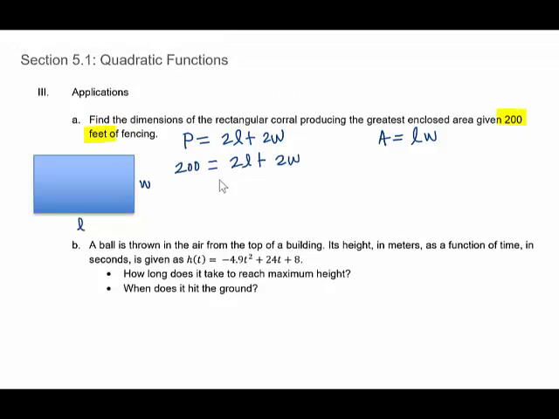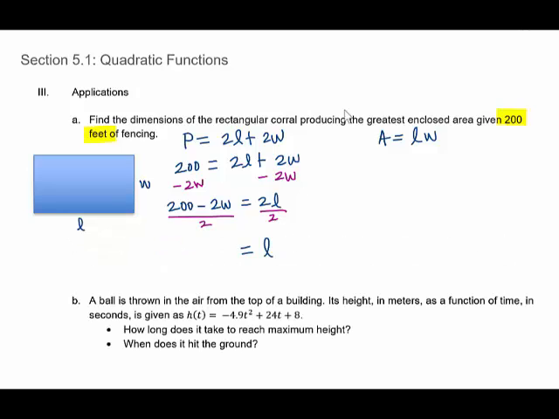And why don't we solve this equation for L or W, whichever variable you would like. I'm going to solve it for L. And to do that, I'll first subtract 2W from each side, and then divide both sides by 2. And we find that L is equal to 100 minus W.